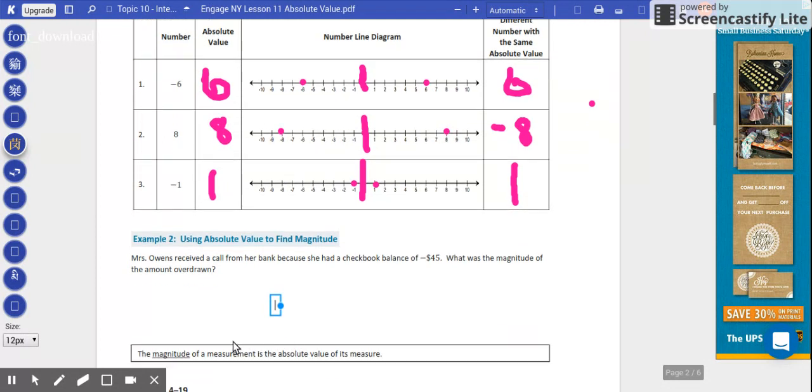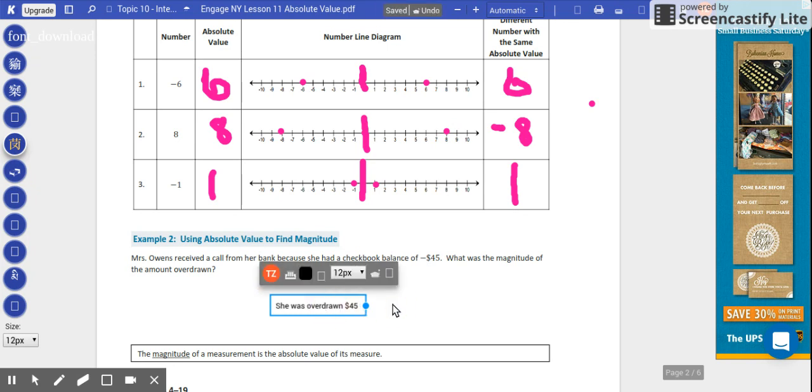If you scroll down right here, it tells you the definition of magnitude. It says the magnitude of a measurement is the absolute value of its measure. So pretty much it's just a fancy word for absolute value. If it says what is the magnitude of the amount overdrawn, she was overdrawn $45. Remember, absolute value is always positive, so even though it has a -45, we can put a +45 because we have this word overdrawn, which means we should know when we see overdrawn that it's -45.